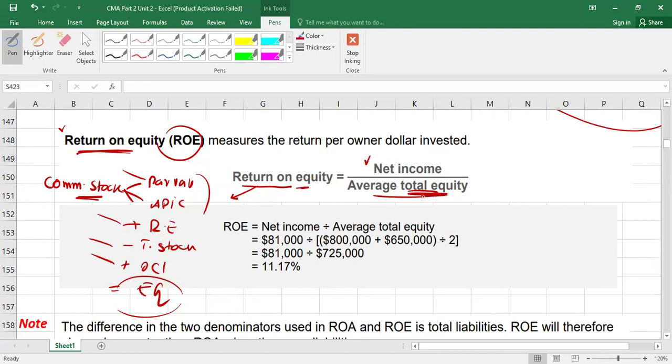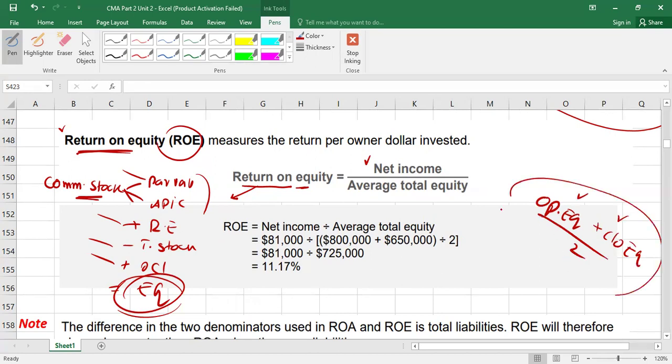Divided by average total equity. Again, how do you calculate average equity? We need the total equity of last year, which is the opening equity value, plus the closing equity value, divided by 2. So if opening and closing are given, then we need the average. If opening is not given, then instead of the average you can use just the closing equity, and then multiply by 100. This will give you return on equity.